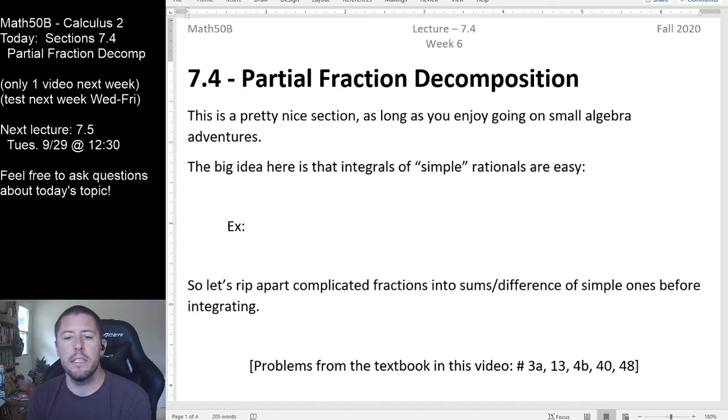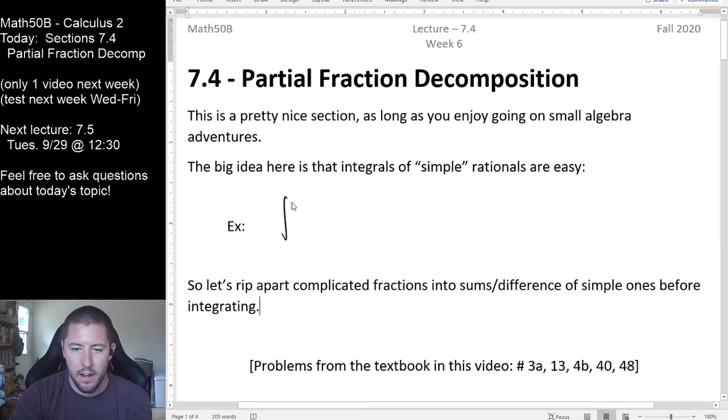The big idea of this section is that simple rational functions are very easy to integrate, and that complicated rational functions are very difficult to integrate directly anyway. I'm leaving a blank space for a little example right here. We know some basic things, like the integral of 1 over x dx. Well, that's just the natural log of x, right?